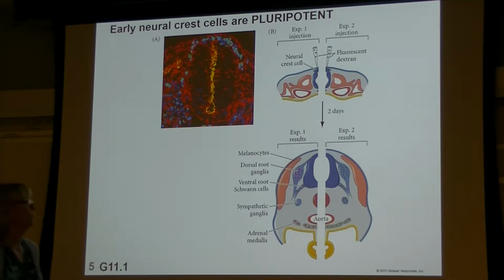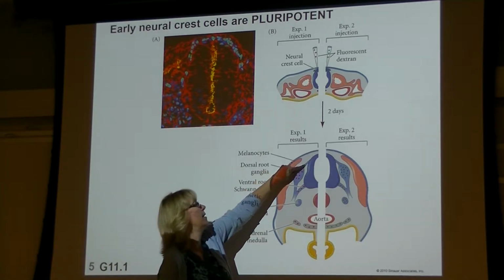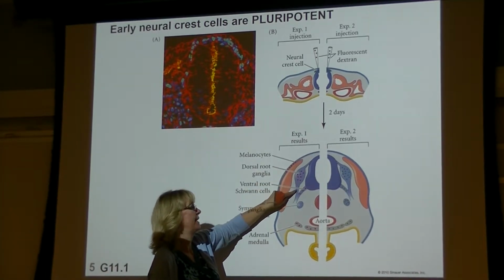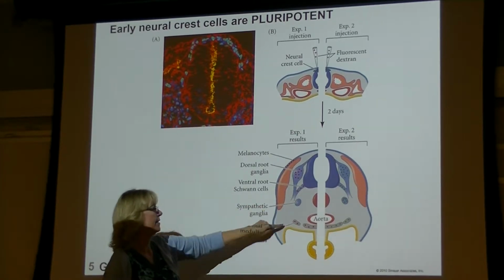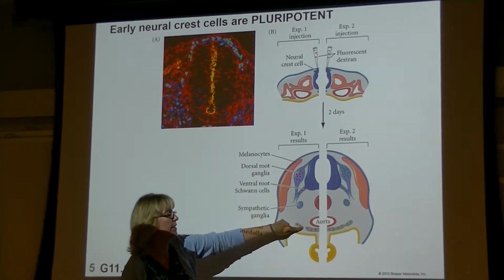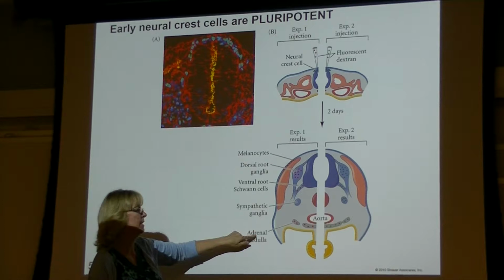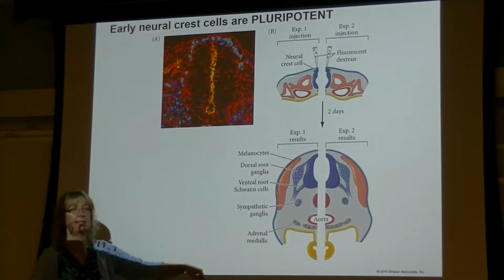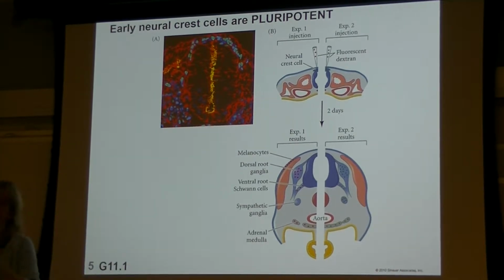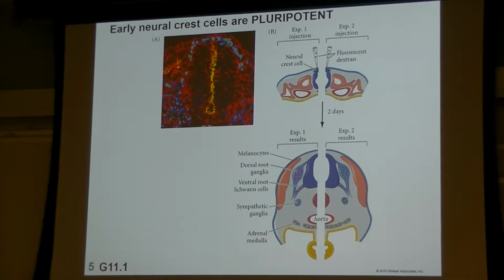And they go all over the place. So here they are growing down to some of these nerves and ganglia that are starting. Here they've become much more ventral in the organism, where the adrenal medulla in the adrenal gland is going to start to form. So they really migrate a long way, pretty much as individual cells, and then give rise to tissues down the line.